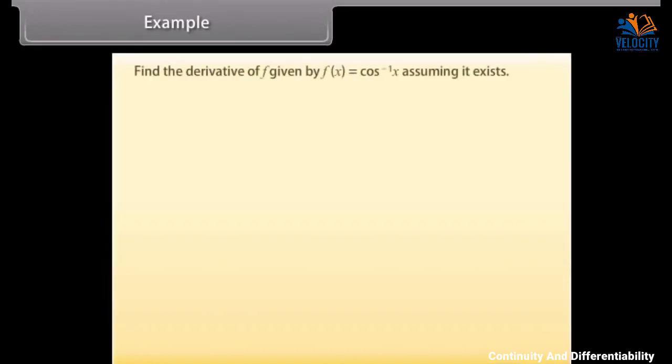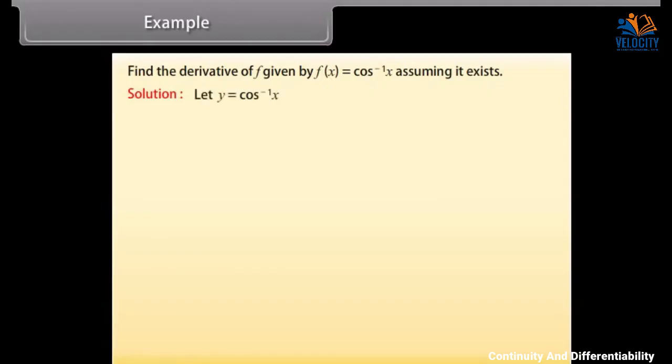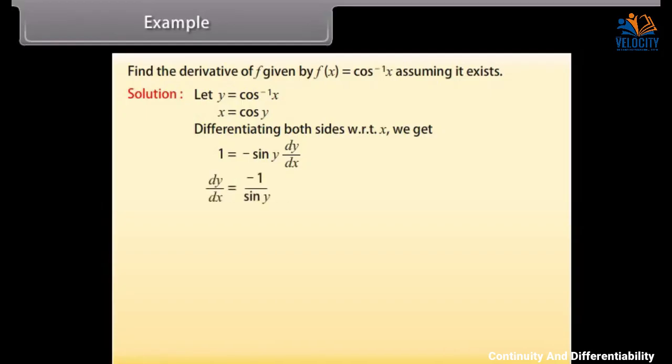Example. Find the derivative of f given by f of x is equal to cos inverse x, assuming it exists. Solution. Let y is equal to cos inverse x. x is equal to cos y. Differentiating both sides with respect to x, we get 1 is equal to minus sin y into dy/dx. dy/dx is equal to minus 1 by sin y.